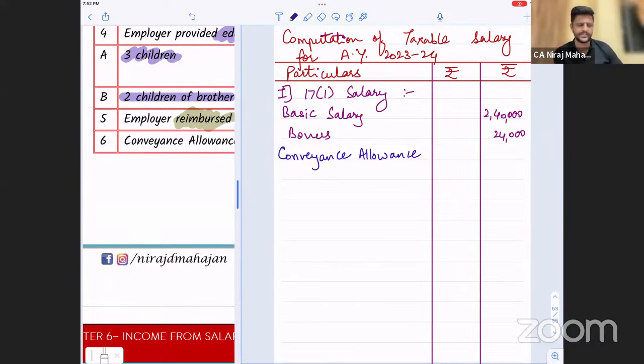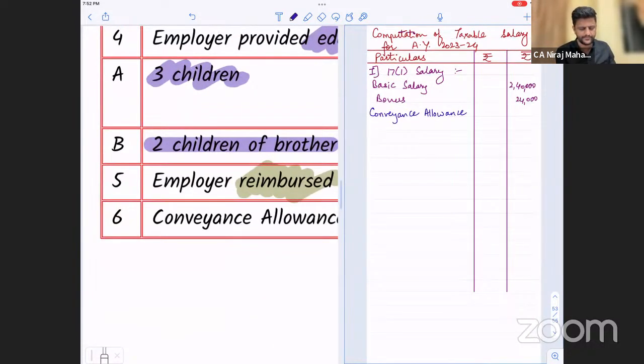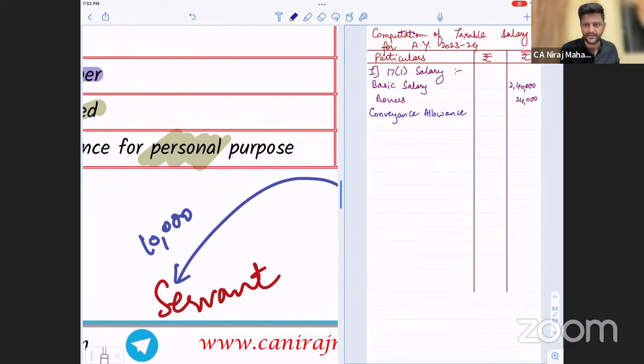about monetary limit. It only says that whatever amount you spend will be exempt; if there is unspent amount, that is taxable. But let me highlight an important point in conveyance allowance, and I've highlighted it already in the question itself. It is for personal purpose, but 10(14)(i) talks only about official purpose. Okay everybody, understood or no?